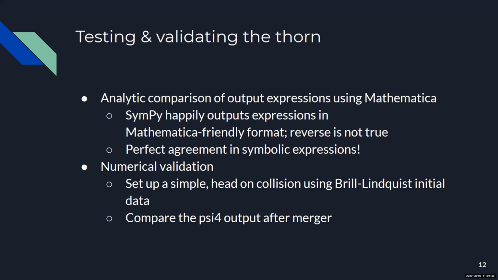And we subtracted the two, simplified the result, and found that we had perfect agreement, with a nice output of 0 in the difference in the symbolic expressions. Then we also did a numerical test where we set up a simple head-on collision using Brill-Lindquist initial data for two black holes, and we let that run for a while and output really all the Weyl scalars and invariants after the merger, and validated that we got basically the same thing out of both. So here we have a plot demonstrating that.